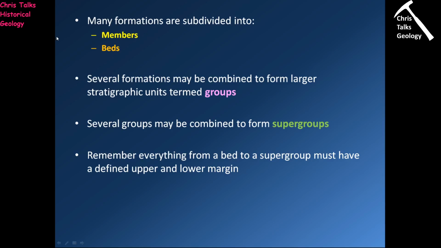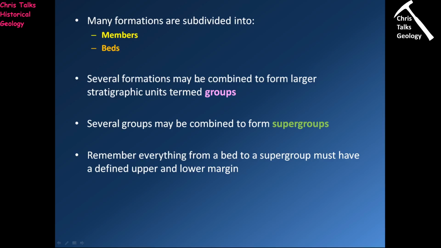So formations are subdivided into members. Members are normally 2 or more layers of rock thick. And then we have beds. A bed is typically just a single layer of rock. So the smallest lithostratigraphic unit is a bed, then a member, then a formation.